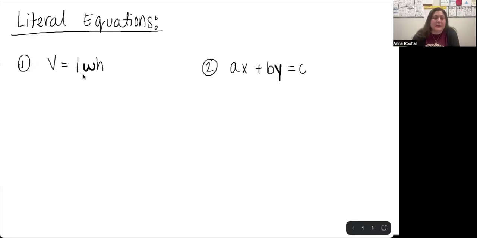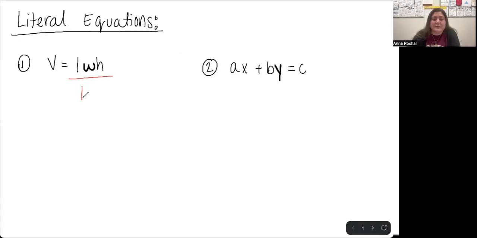We are looking for W to be on its own. So I know that this formula is a volume formula. So volume equals length times width times height. I know that since all of these are being multiplied, what I can do is I can actually divide both sides.